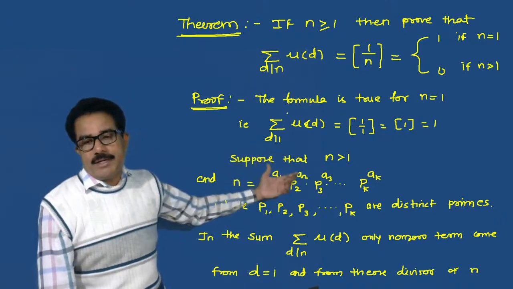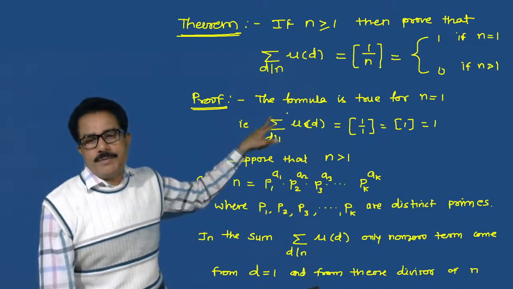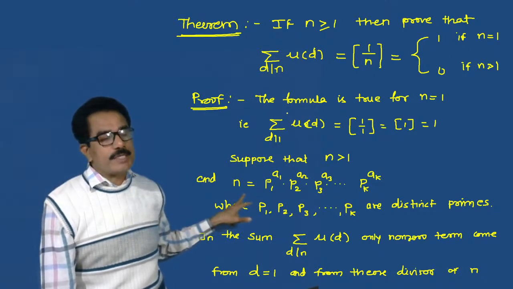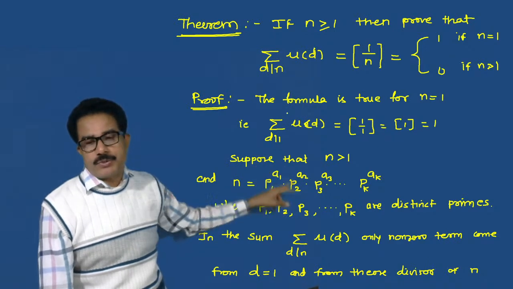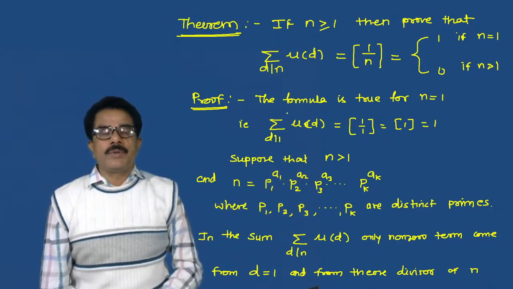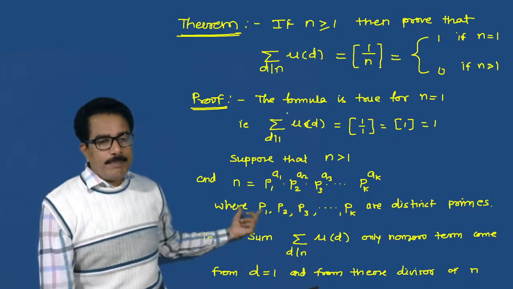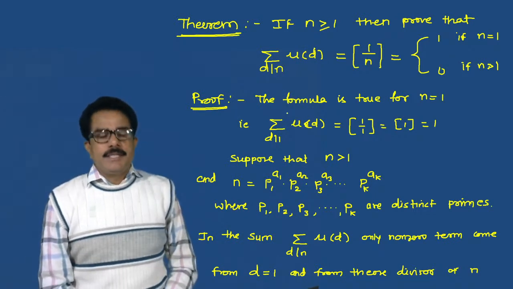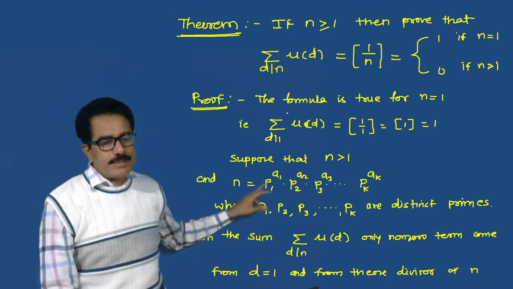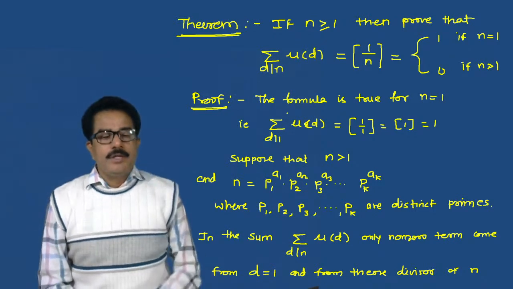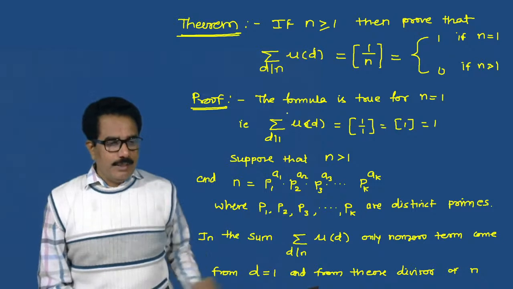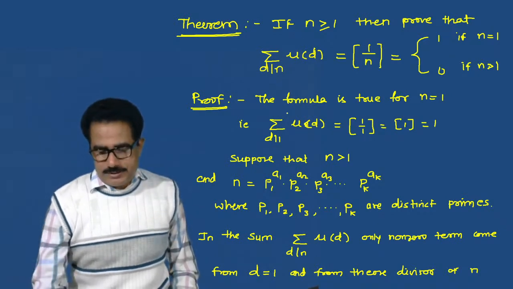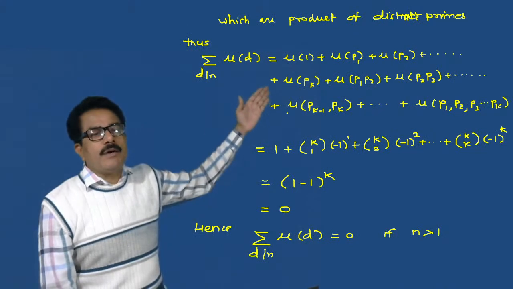Suppose n is greater than 1. If n is 1, this summation's value is 1, but if n is greater than 1, then according to the definition of the Mobius function we can write n equals p1 raised to a1, p2 raised to a2, p3 raised to a3, and so on up to pk raised to ak, where p1, p2, p3 are the distinct primes. Now in the summation over d divides n of mu of d, only non-zero terms come from d equals 1 and from those divisors of n which are the product of distinct primes.